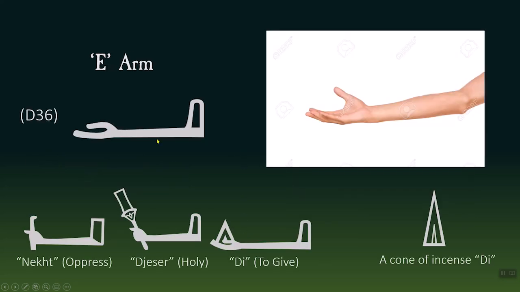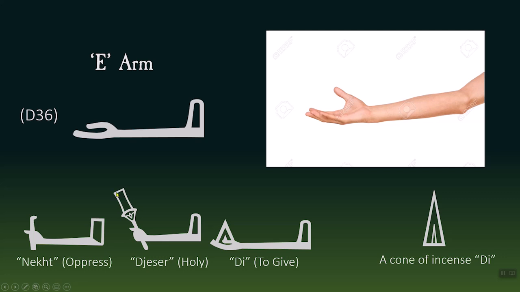Then we have E for arm. D36 in our JSesh software, and you can see the picture of it on the right. Now, sometimes I will mention the E hieroglyph, the arm hieroglyph, will be shown like this. You'll see it holding different things. So, for instance, if you see the hand holding a rod, this is neket, and it means to oppress or to overpower. You'll often see this hieroglyph depicted alongside pharaohs who are announcing their power over their enemies.